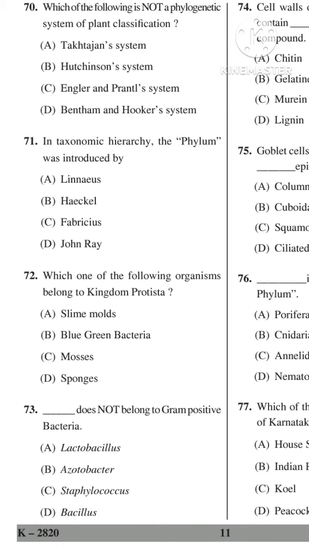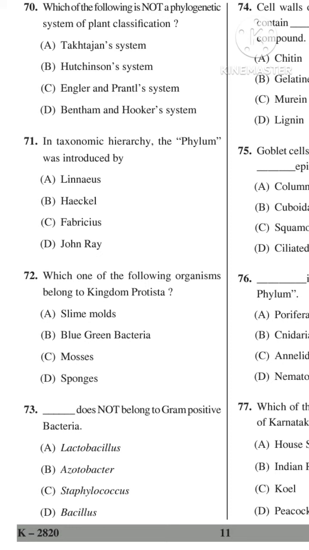Which of the following is not a phylogenetic system of plant classification? Actually it should not be aphylogenetic, but you may know it as soon as you read the options. So for 70, the Bentham and Hooker system is not a phylogenetic system of plant classification. The remaining three, A, B, C, explain the phylogenetic system of classification. Bentham and Hooker does not explain the phylogenetic system of plant classification. So answer D.